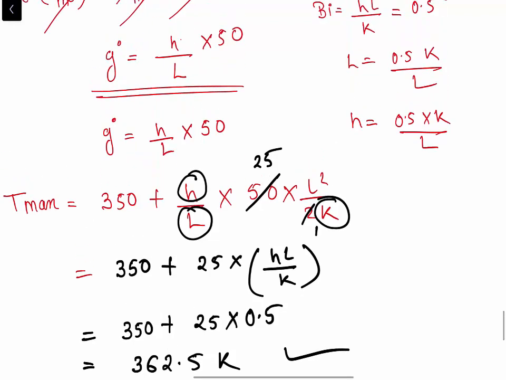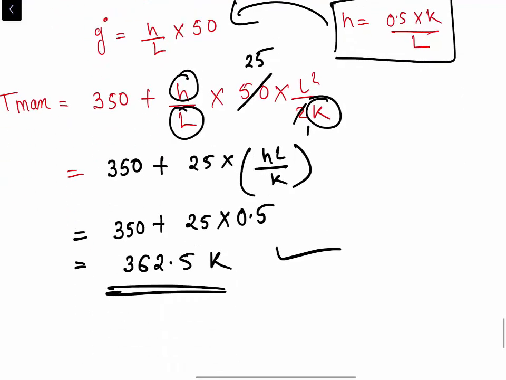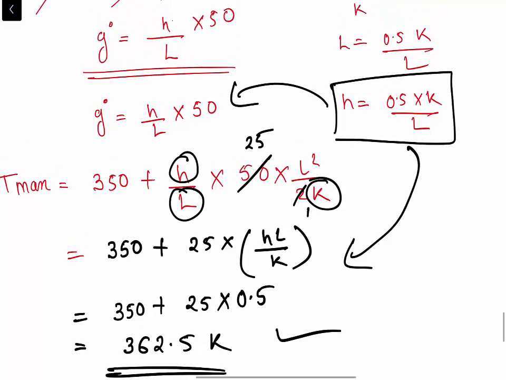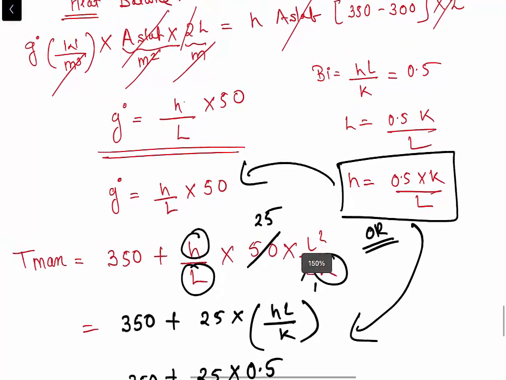So you have an option. Either you can put this here also, or you can directly convert here also. You have an option, because ultimately you have to place HL by K equals to 0.5. So according to your convenience you can put this. Okay, so this is OR. Either you can put it directly from here, or you can change it from here also. So this is a very good question.